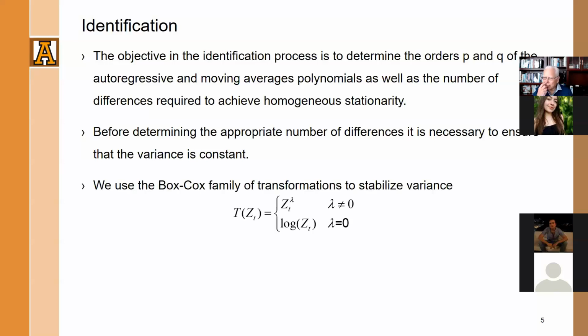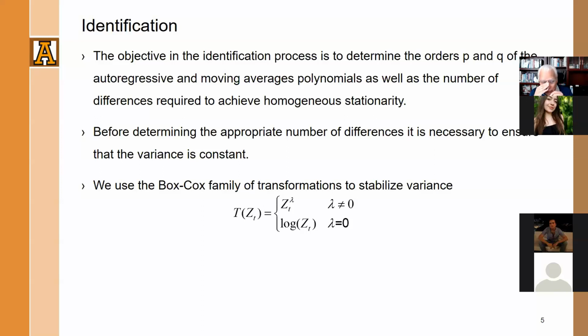Now, if we don't have constant variance, like Box-Cox, yeah, it's already there. If you don't have constant variance, what we do is we use the Box-Cox family of transformations to stabilize variance.